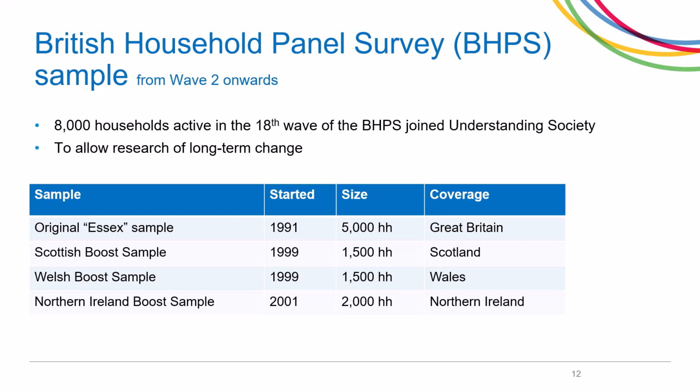The BHPS sample comprises 4 samples, the original Essex sample and 3 boost samples for Scotland, Wales and Northern Ireland. All of these had a clustered and stratified design, except for the Northern Ireland boost sample, which was a simple random sample. Addresses in the Scottish, Welsh and Northern Ireland boost samples had a higher selection probability than addresses in the original Essex sample.